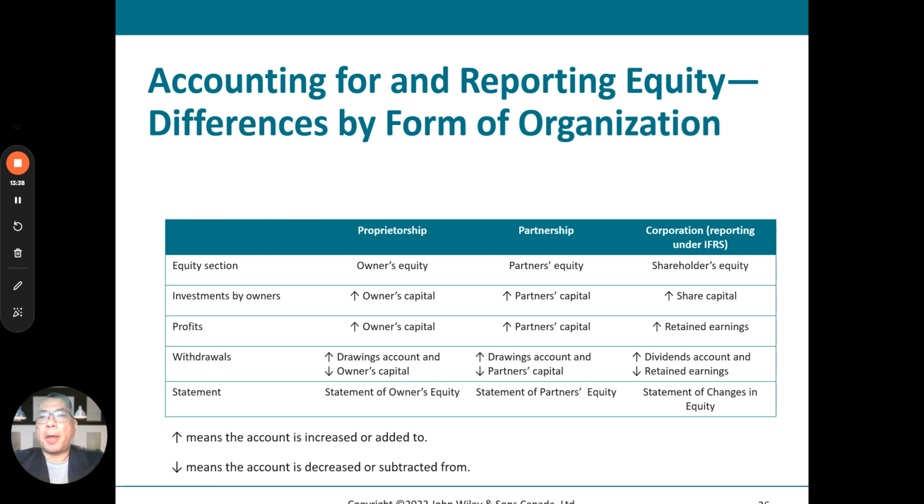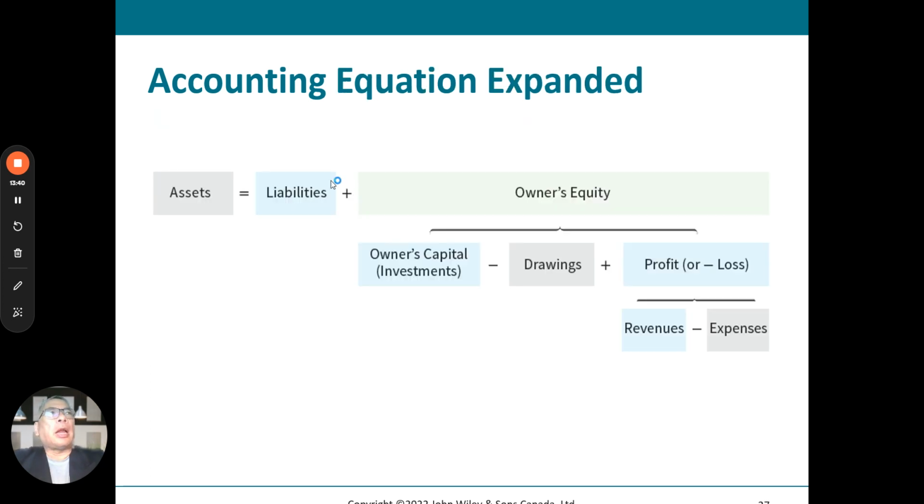Now let's look at the accounting equation expanded. Assets equal liabilities plus owner's equity. What are the details in owner's equity? Owner's capital minus drawing plus profit or minus loss, which is revenue minus expenses. Look at this logic, okay? We're going to discuss this in a later chapter in detail, okay? Look at the next one.